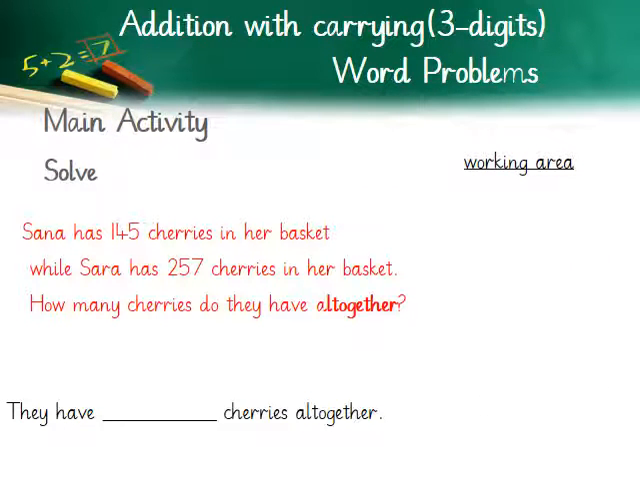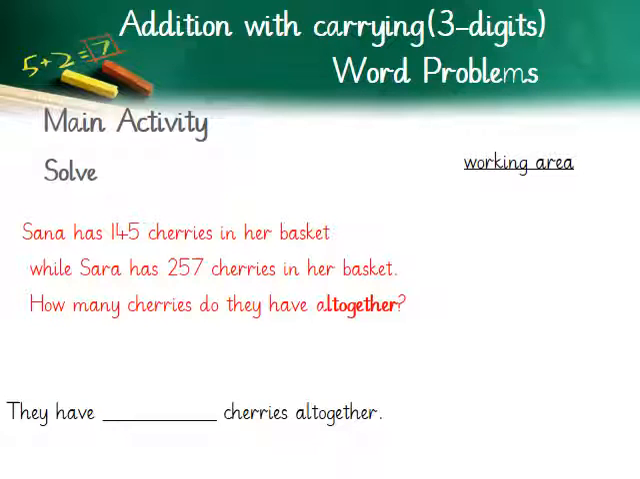Alright children, let's do some more practice for word problems. The given question is, Sana has 145 cherries in her basket and Sarah has 257 cherries in her basket. How many cherries do they have altogether? Yes, you know the steps of word problems. First of all, you will make the statements for the given numbers, and then you will make a sum with the help of given numbers. And at the end you will write down the answer in the form of an answering statement. Sum is always made within the working area. So start with the working of the given question.